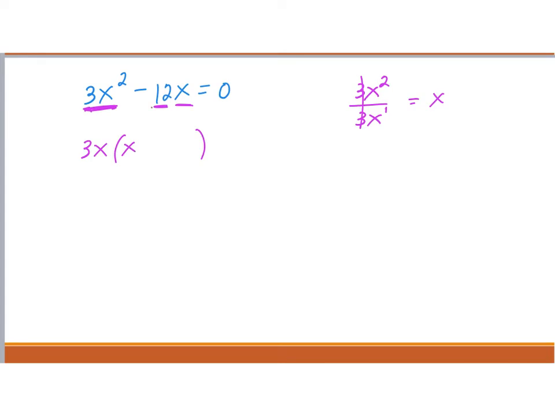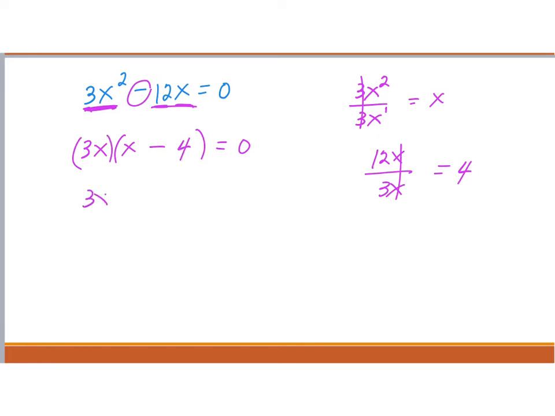And next would be 12x divided by 3x. X cancels out, and 12 divided by 3 is 4. So let's write that down here. And because we have a minus sign here, let's also have a minus sign in between. Let's carry over 0. The next step would be just to apply the null factor law. So we have 3x times x minus 4 equals 0.